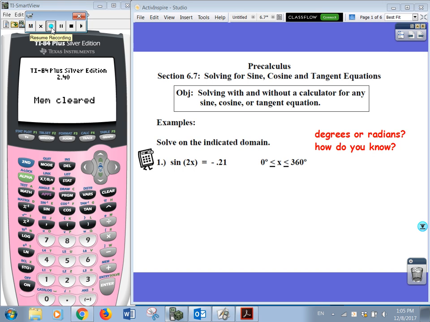All right, these first three examples, we are going to need our calculator. Notice that the directions say to solve on the indicated domain, so that is how we know whether this one is degrees or radians. So we are in degrees, obviously, because there are degree symbols. The notation is a little bit different.